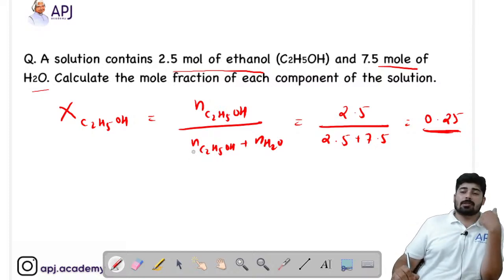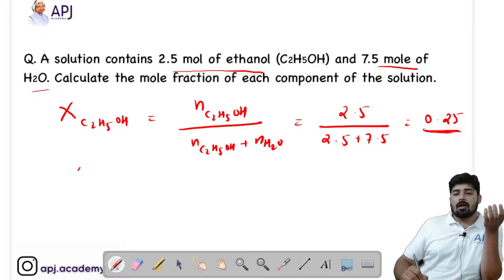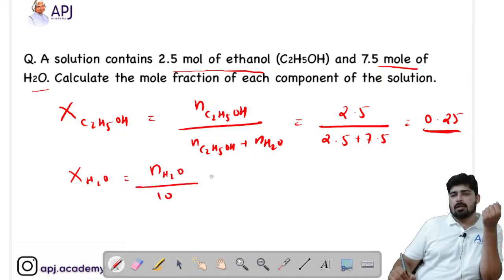Now instead of using the same formula for water, we can use another formula. So let's check this out. I'll teach both ways. You can use the number of moles of water divided by total moles. Total moles is 10, we know that. Now the number of moles of water is 7.5. So 7.5 by 10 equal to 0.75. This is the ordinary method.